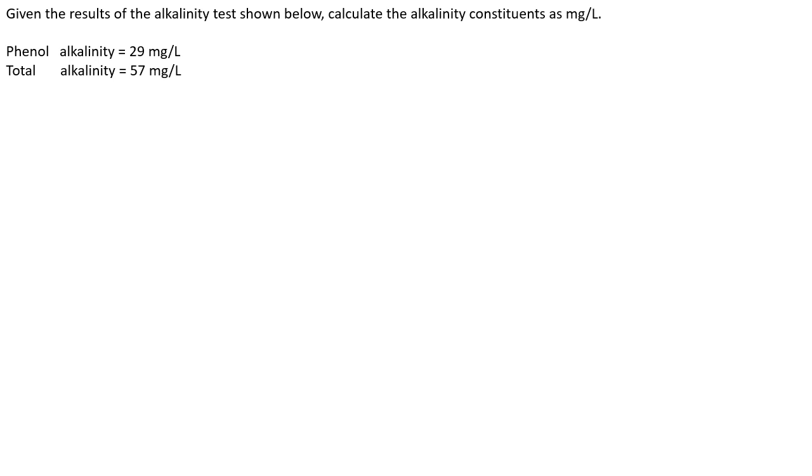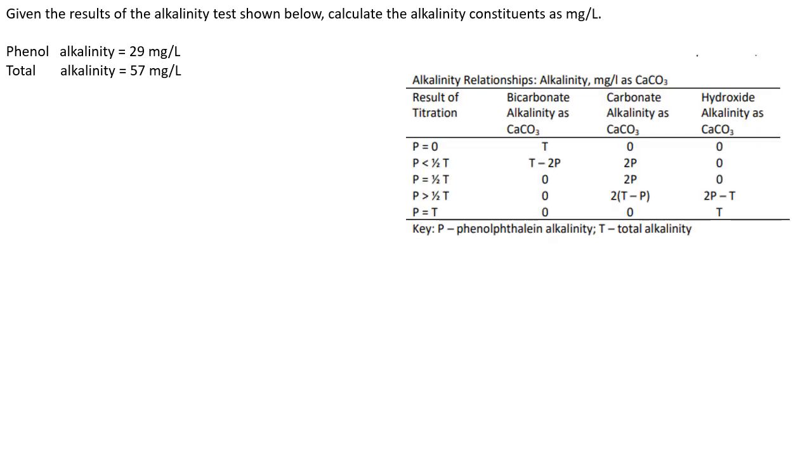Given the results of the alkalinity test shown below, calculate the alkalinity constituents as milligrams per liter. So you have phenolphthalein alkalinity at 29 milligrams per liter and total alkalinity at 57 milligrams per liter. So here we have our alkalinity relationship chart. Again, we're using this first column. Well, the P alkalinity is not equal to 0, and the P alkalinity is not equal to the T alkalinity. So now we have to use this part right here to determine which equation we're going to use.